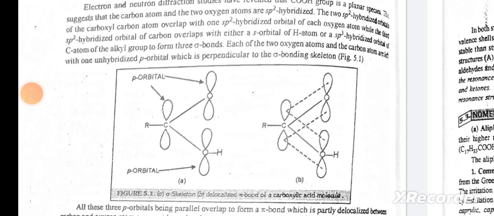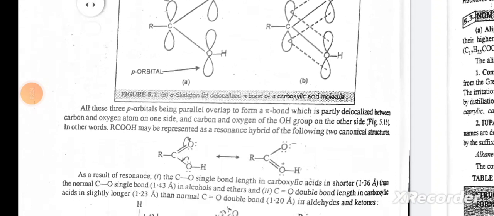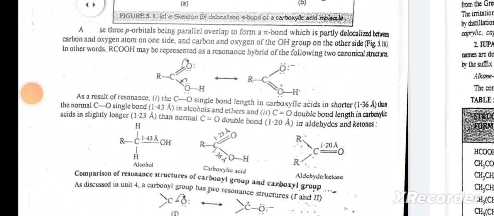Look at figure 5.1a, the skeleton and delocalized pi bond of a carboxylic acid molecule. All these three p orbitals being parallel overlap to form a pi bond which is partly delocalized between carbon and oxygen atom on one side and carbon and oxygen of the OH group on the other side. Figure 5.1b. In other words, RCOOH may be represented as a resonance hybrid of the following two canonical structures.